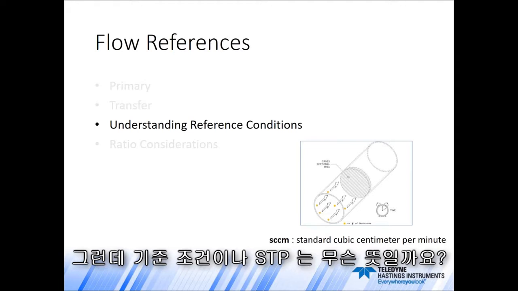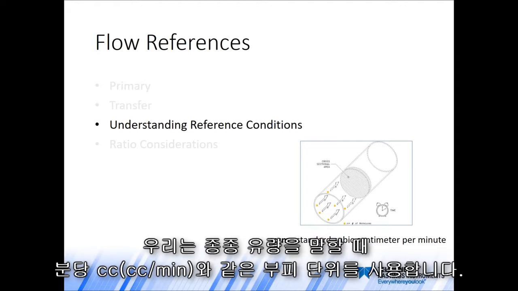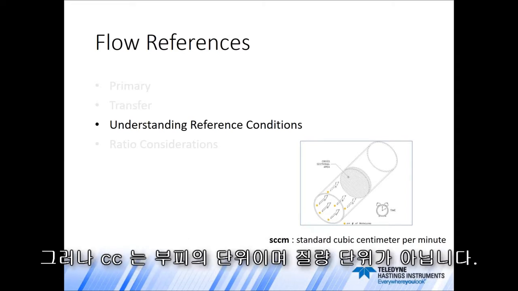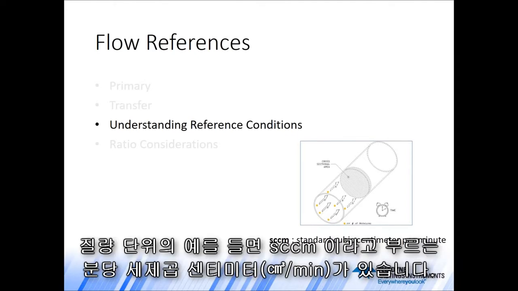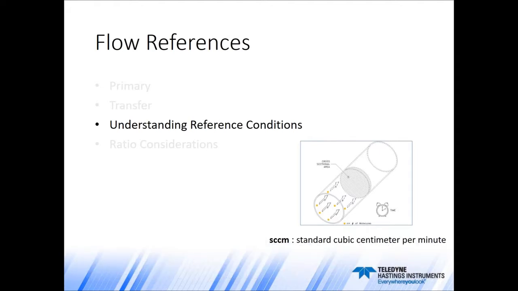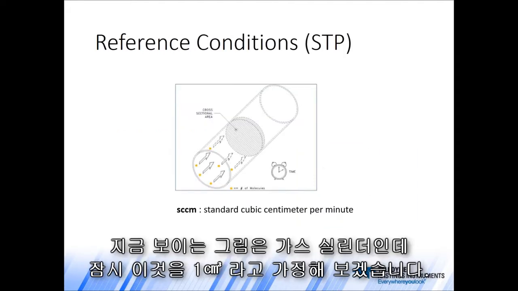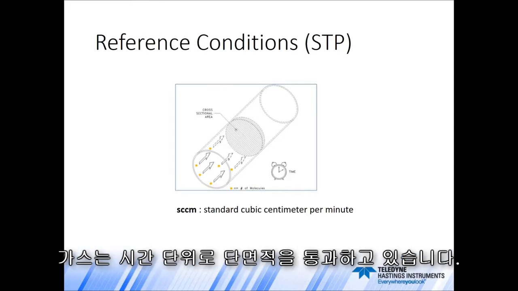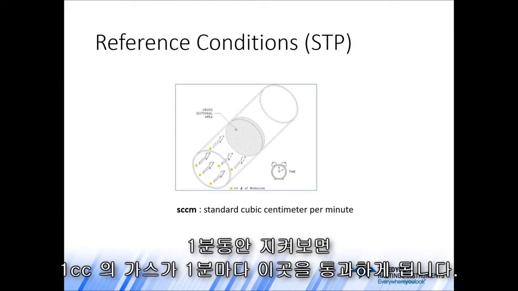Now, what do we mean by reference conditions, or STP? Well, often we use volumetric units like cc per minute to describe the flow rate. But a cc is a unit of volume, not a mass unit or molar unit. A mass unit is something like, for example, standard cubic centimeters per minute, or SCCM. Now, what I've shown here in this diagram is a cylinder of gas, and let's assume for a moment that it's a cubic centimeter that is moving across a cross-sectional area in some unit of time. Let's assume 1 minute. So I've got 1 cc of gas sweeping through every minute.